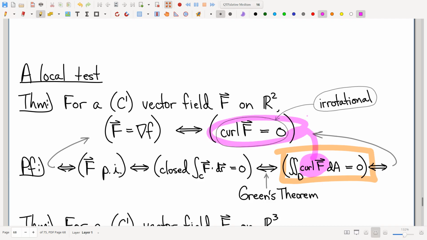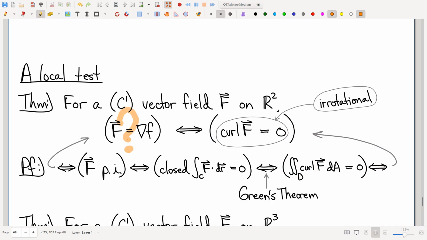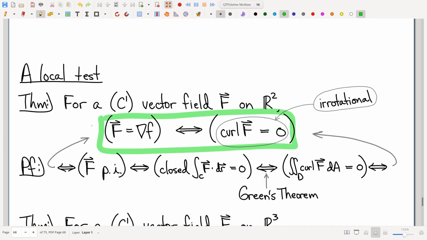All right, so this is what we call the local test. If you're trying to decide, hey, I've got a vector field, I would like to know if it's a gradient, or said differently, is it path independent? Here's the test. Compute the curl, see if you get 0. And if you do get 0, then it is path independent. And if you don't get 0, then it is not path independent. Nice, simple little test right there. And so this is the way I like to do it. And of course, you got to remember gradients and path independence are the same idea, appropriately regular.